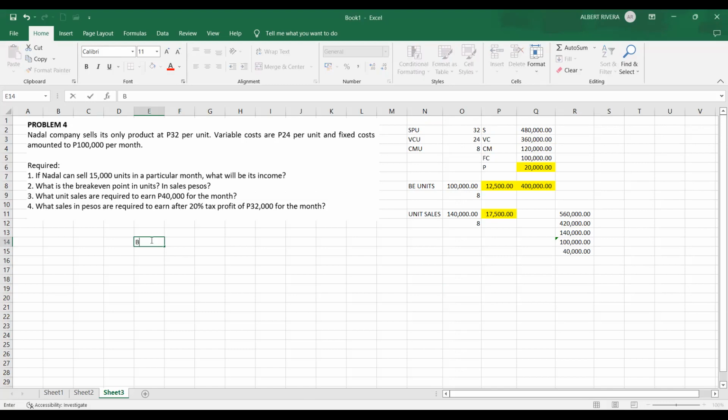So this is the break-even point with target profit. So this should be your fixed cost plus the profit divided by the CM per unit. The profit here should be before tax. So if we will use this formula, the fixed cost here is 100,000 plus your desired profit of 32,000. This should be before tax. This is already after tax, eh, itong 32,000 na to. Eh, para maging before tax yan, divided by 80%. So, ganyan siya.